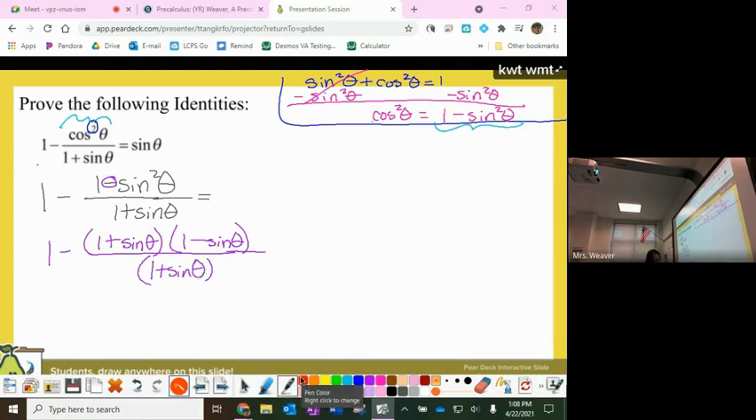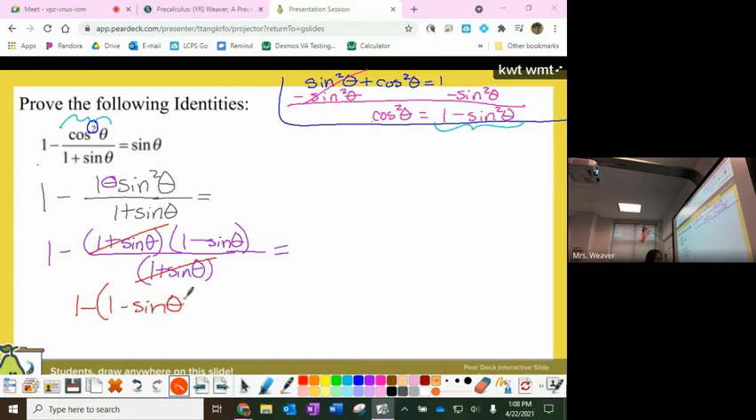Okay, was that helpful? Was it helpful to change that? You betcha it was. Because now that 1 plus sine theta on top cancels with the 1 plus sine theta on bottom. We've got 1 minus, and if our denominator is 1, we don't have to write it. It just leaves me that 1 minus sine theta.